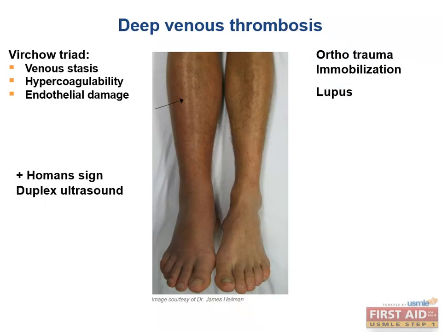How would you treat a DVT? Patients with DVT are commonly treated with heparin, low molecular weight heparin, and warfarin to keep the clot from expanding and greatly reduces the chance of pulmonary embolus.